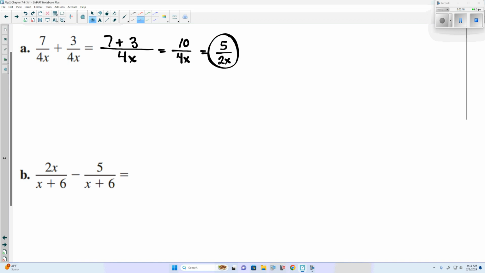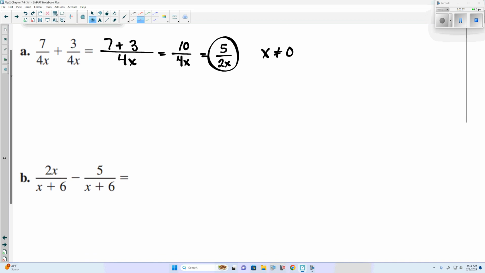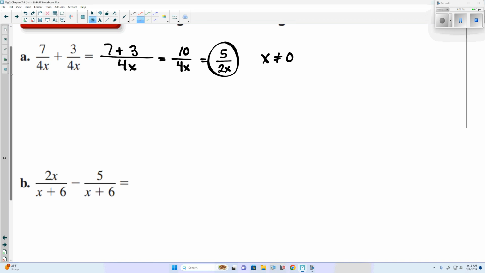And again, we still have restrictions just like we did before. It would just be whatever would make the denominator 0. In this case, it would just be that x cannot be 0, because we're just saying what would make 2x be 0. Well, that's just 0. Questions on A? We good with A? Let's look at B.